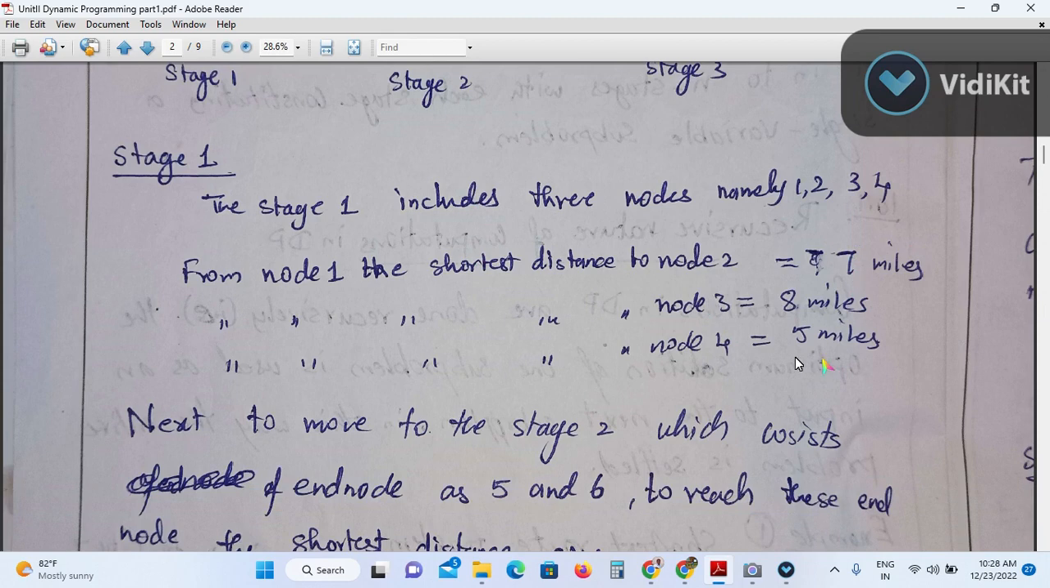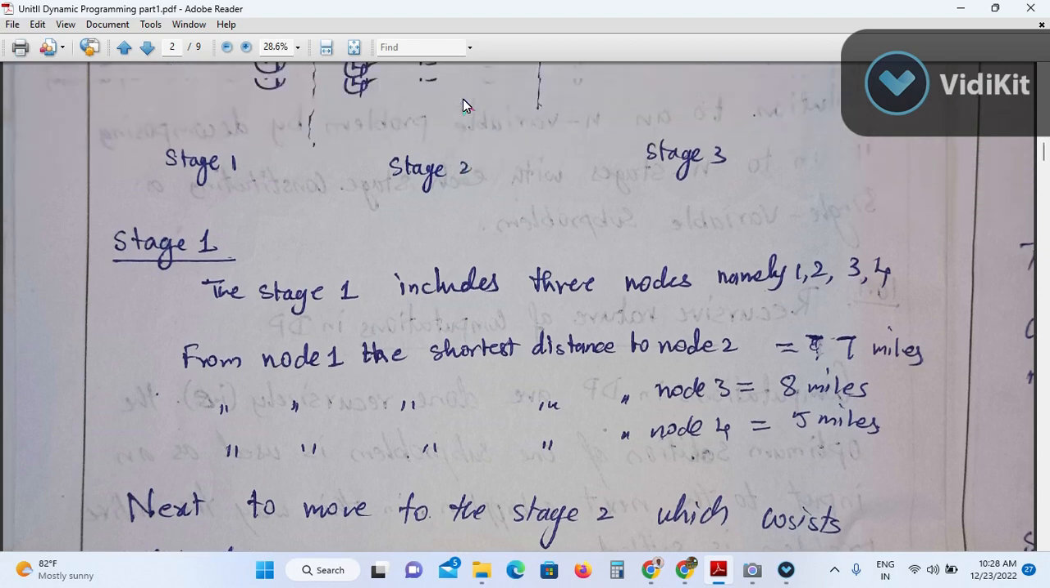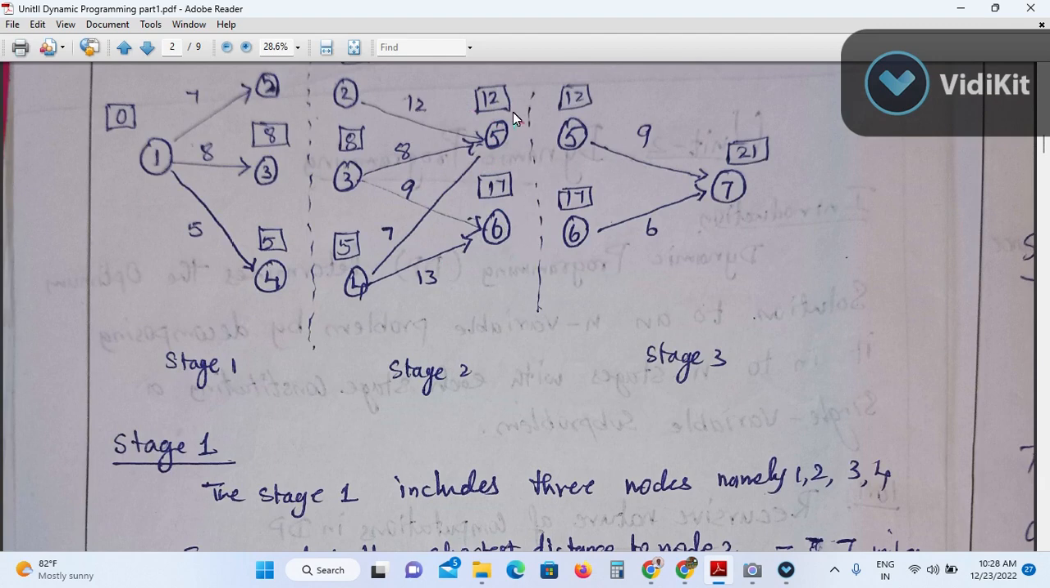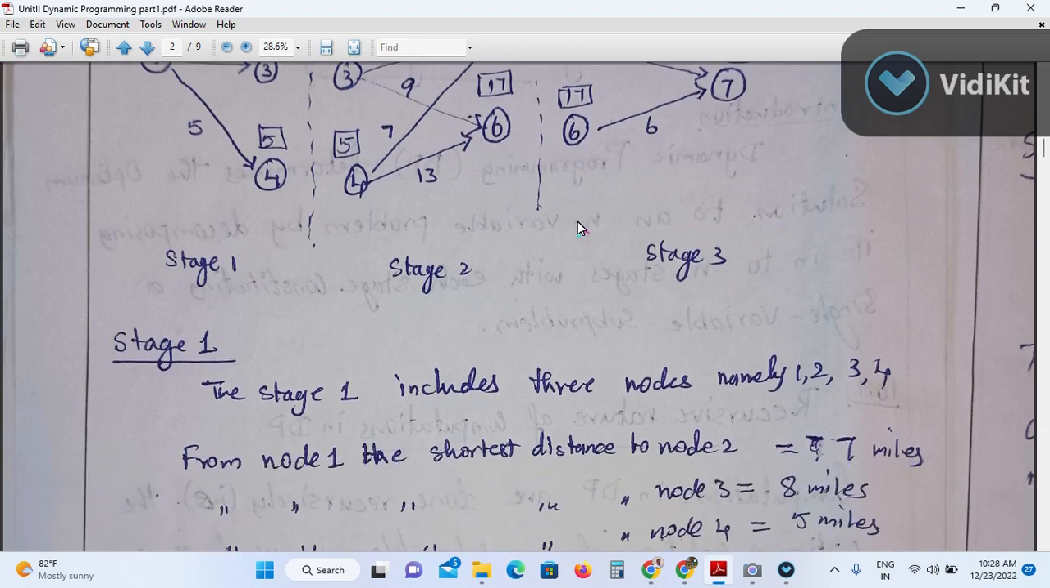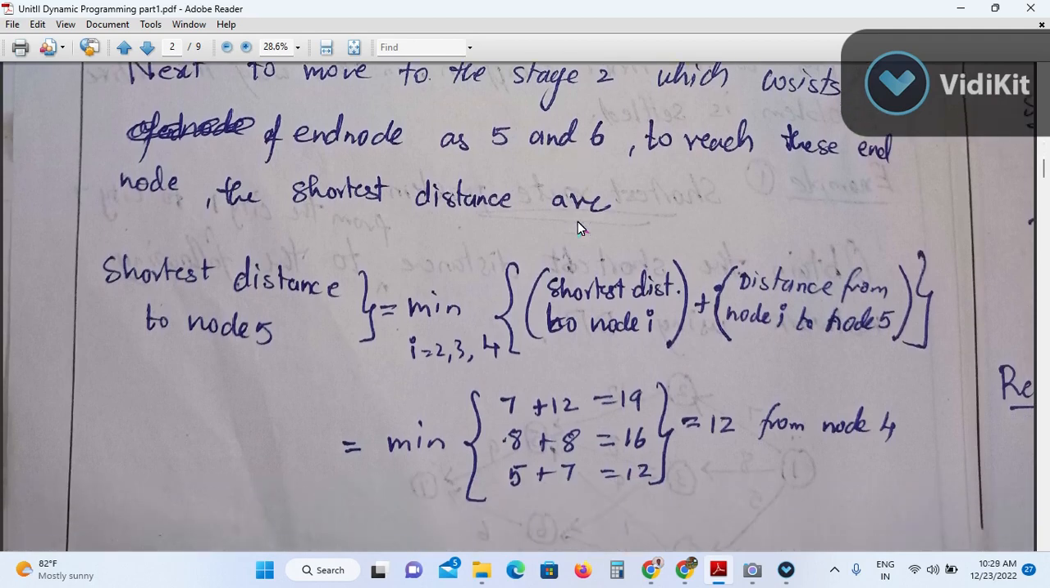Now I have to move from stage 1 to stage 2. What other things do I have to consider? I have to consider nodes 5 and 6. How do you reach 5 and 6? To reach 5, either by 2 or 3. To reach 6, either by 3 or 4. So keep it in mind. We'll go to this case. So the shortest distance to node 5: what is the formula we can define? The shortest distance at node i plus the distance from node i to reach node 5.